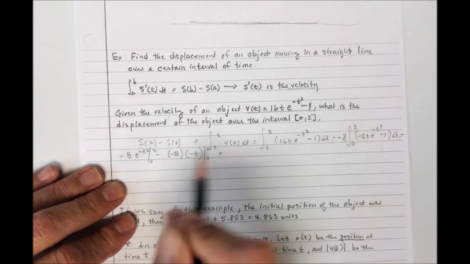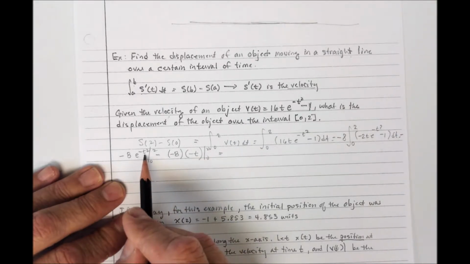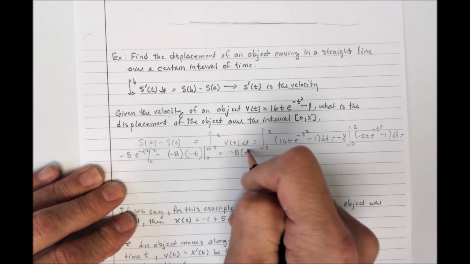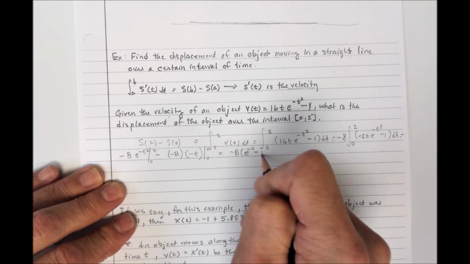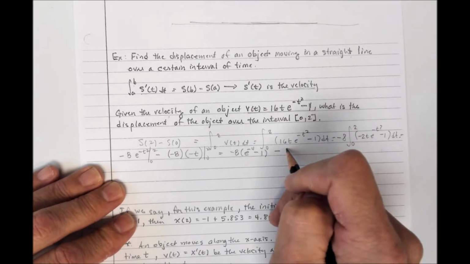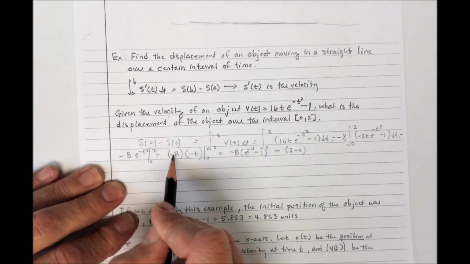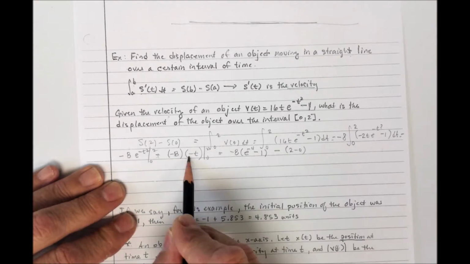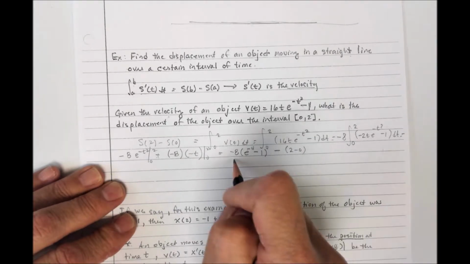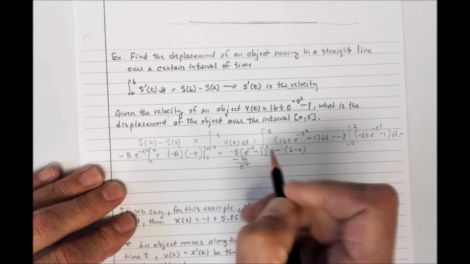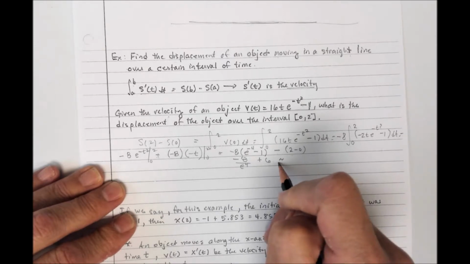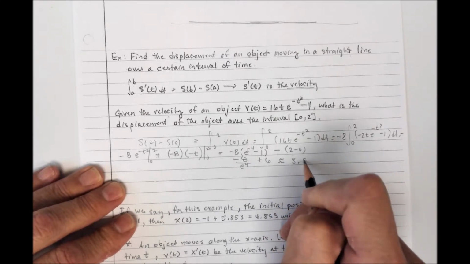So if I plug 2 in, I get e to the negative 4 minus 1. So that's negative 8 times e to the negative 4 minus 1. And minus, plug in 2 and plug in 0, I would get 2 minus 0, because this negative and this negative kind of cancel one another out, so that's this negative right here. So I end up with a real mess here. So this is going to be negative 8 over e to the 4th, plus 8 minus 2, which is plus 6, which is approximately 5.853.